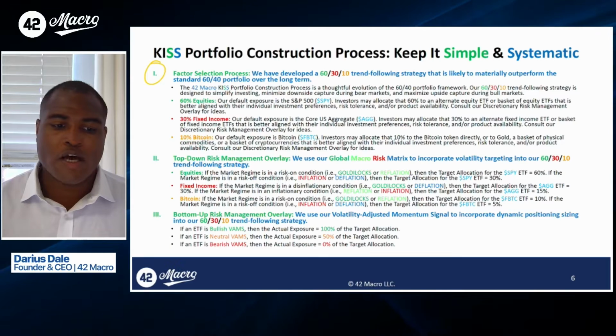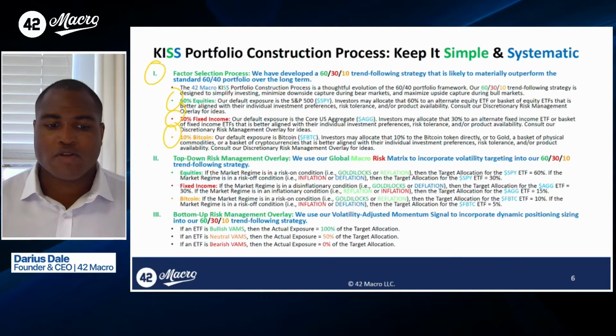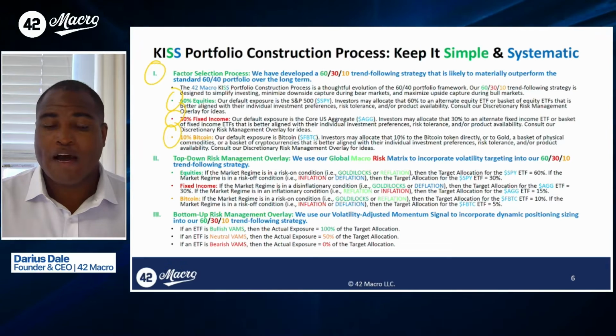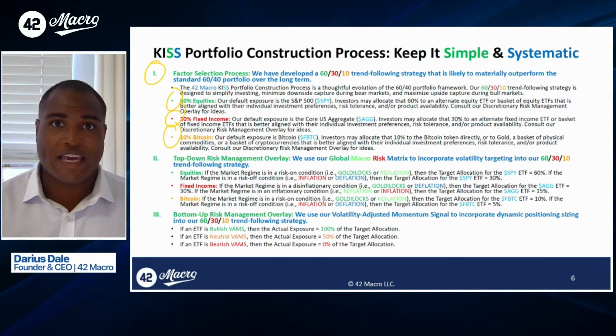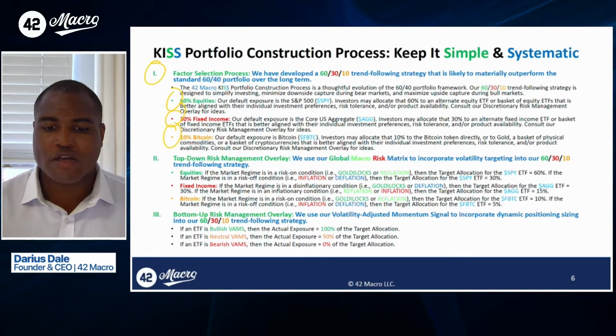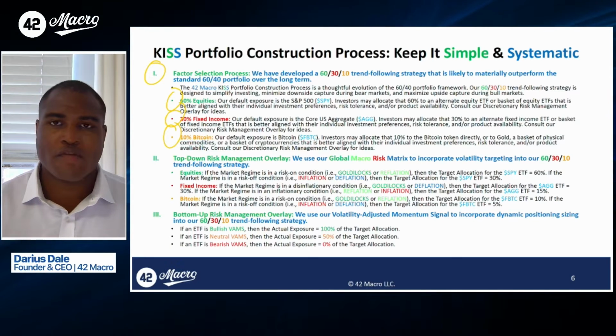during bull markets. In terms of how the factor selection works, it's 60% spot equities, 30% fixed income, and 10% Bitcoin. So in terms of the equities, our default equity exposure is 60%, a SPY ETF. Investors may allocate that 60% to an alternate equity ETF or basket of equity ETFs that is better aligned with their individual investment preferences, risk tolerance, and or product availability. Consult our discretionary risk management overlay for ideas there.